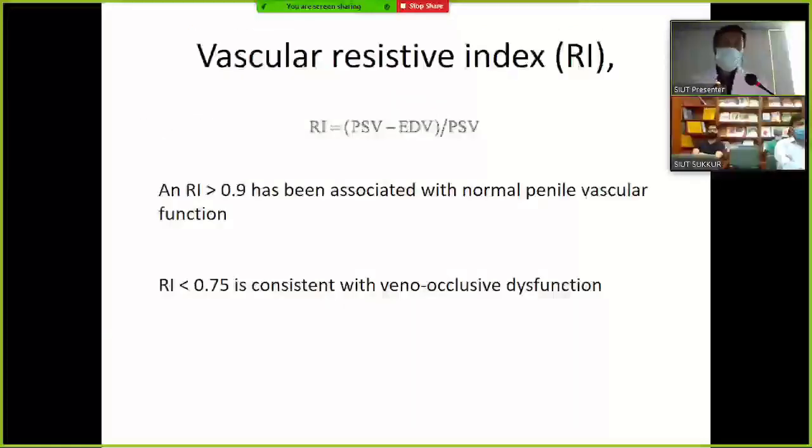Then there comes the resistivity index. It is measured by peak systolic velocity minus end diastolic velocity divided by peak systolic velocity. An RI more than 0.9 has been associated with normal penile vascular function. If it is less than 0.75, it is consistent with veno-occlusive dysfunction.